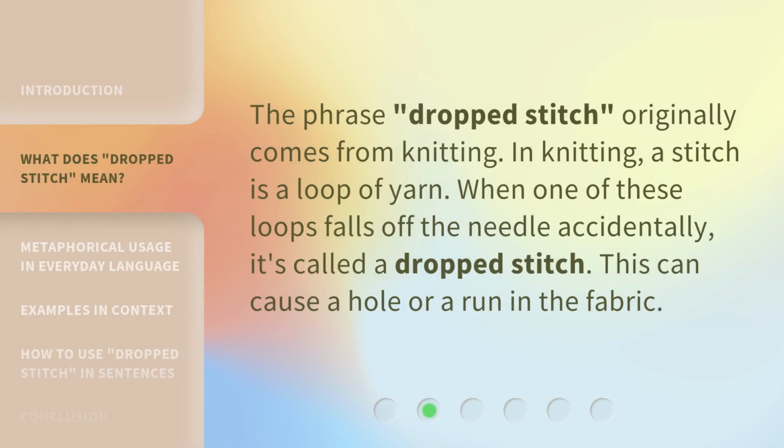The phrase, dropped stitch, originally comes from knitting. In knitting, a stitch is a loop of yarn. When one of these loops falls off the needle accidentally, it's called a dropped stitch. This can cause a hole or a run in the fabric.